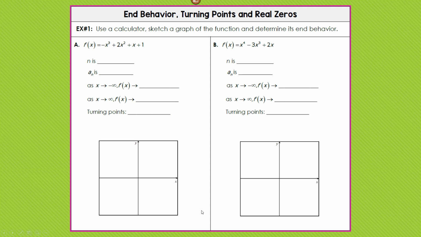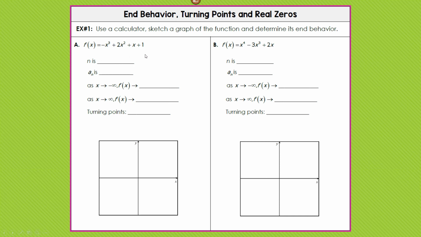All right, so let's look at these two polynomials, and then we'll look at what the calculator shows us to verify what we think. In A, we've got f of x equals negative x cubed plus 2x squared plus x plus 1. So we're going to analyze this.